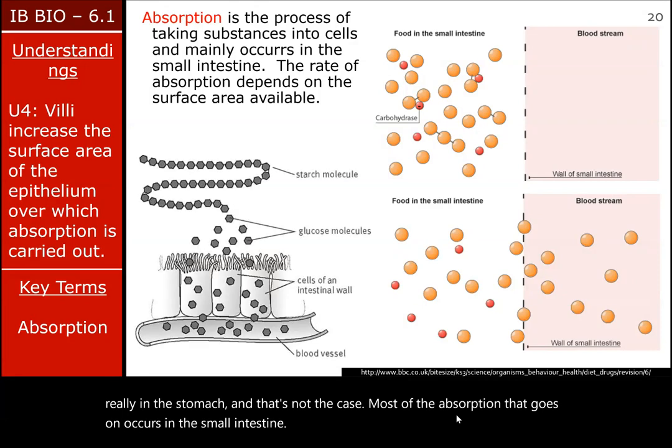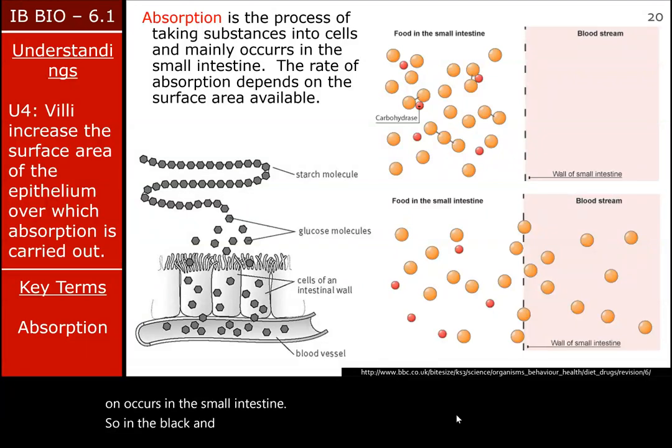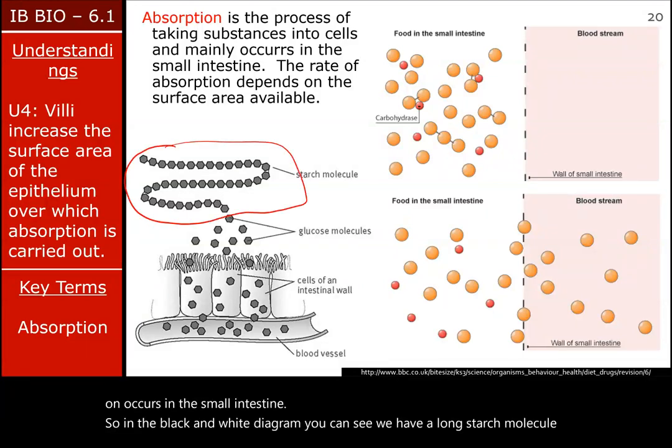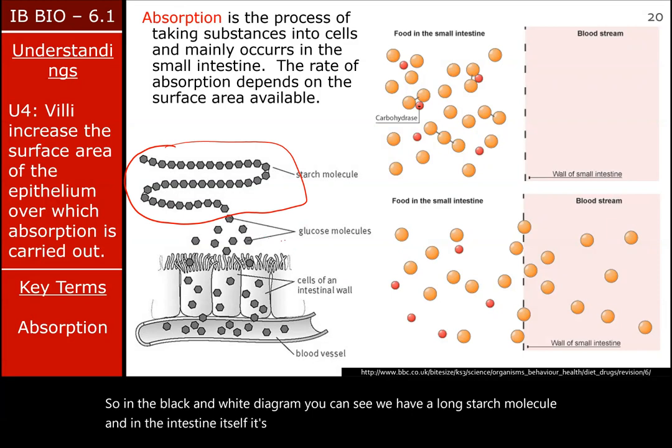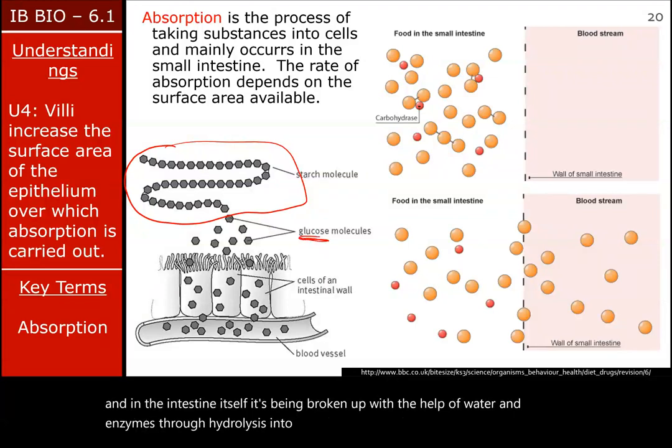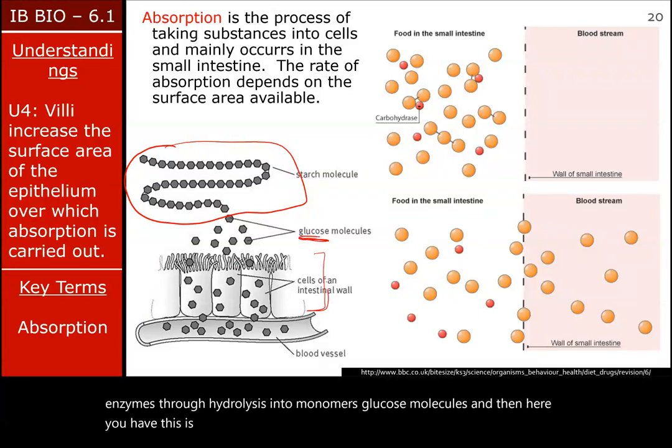In the black and white diagram, you can see we have a long starch molecule. In the intestine itself, it's being broken up with the help of water and enzymes through hydrolysis into monomers, glucose molecules.